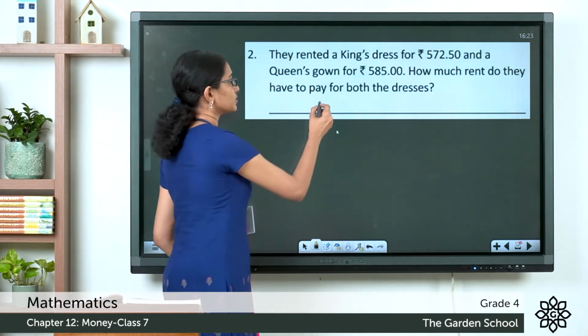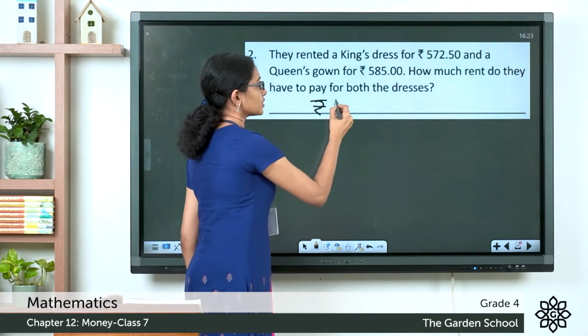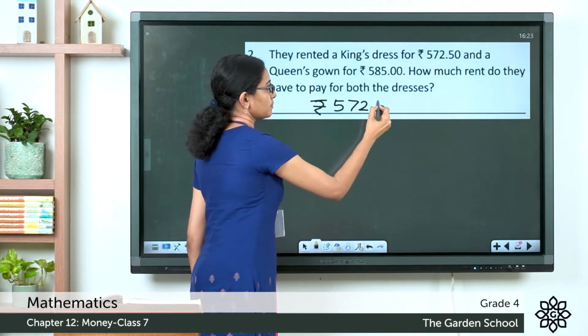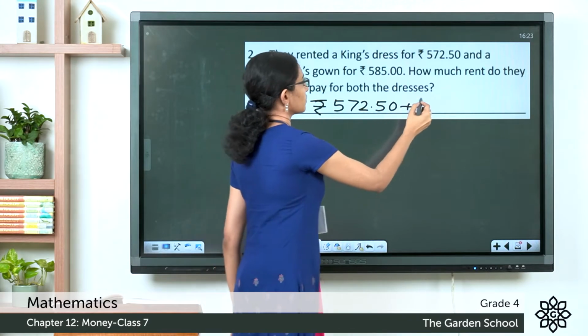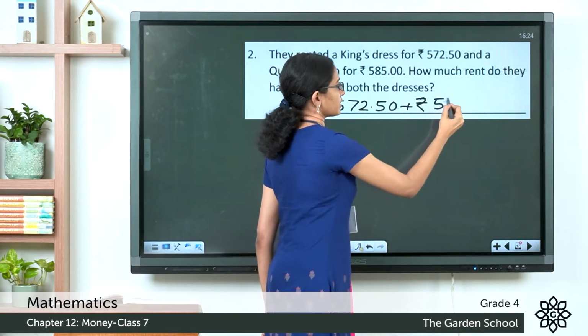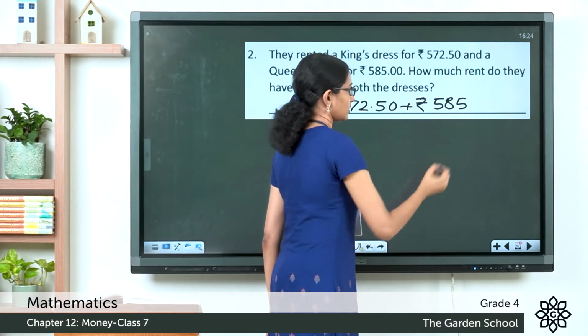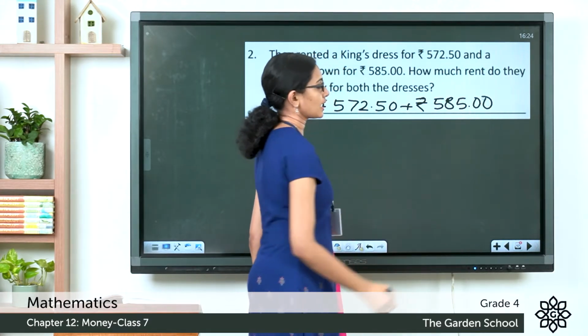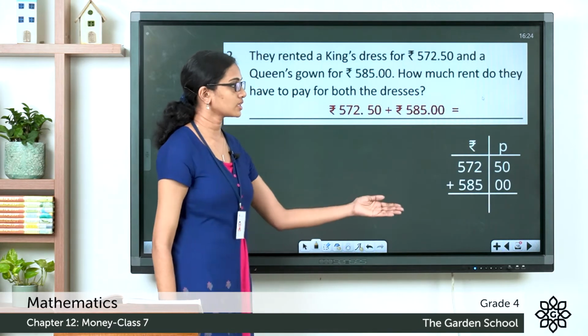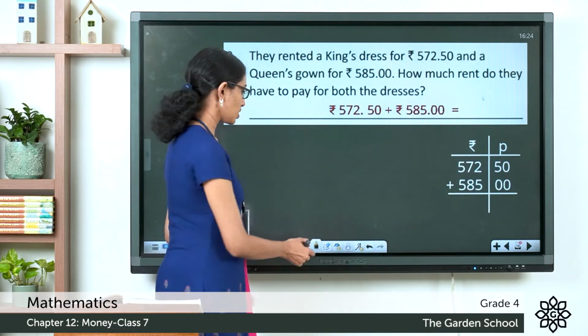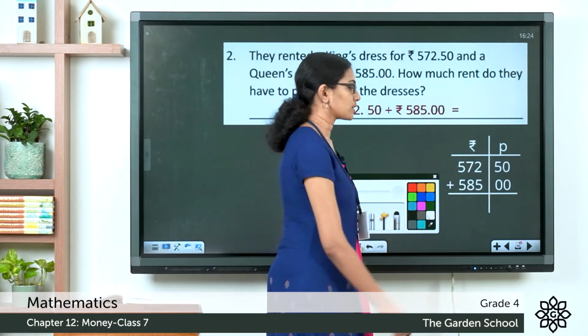So, it will be equal to 572 rupee 50 paise plus 585 rupee. And what is the total amount? The total amount is equal to the sum of these two amounts. So, let's do the addition and find out the total rent.